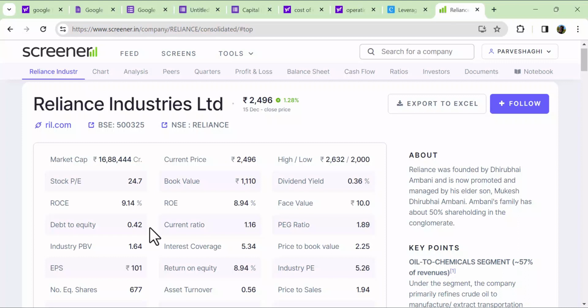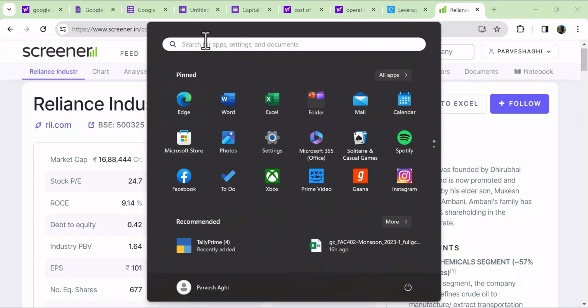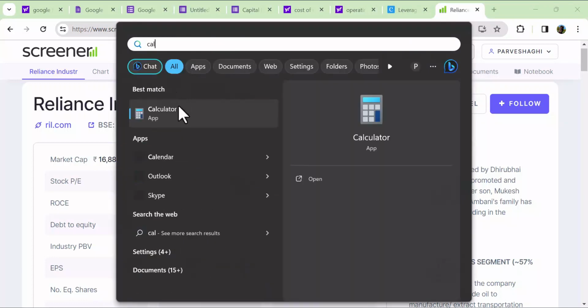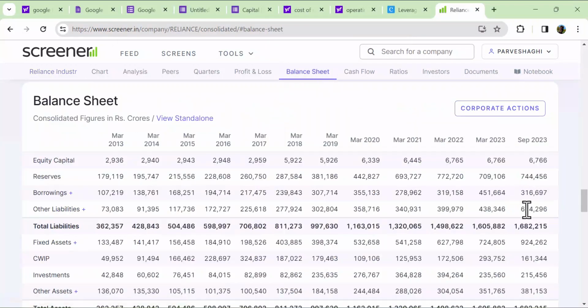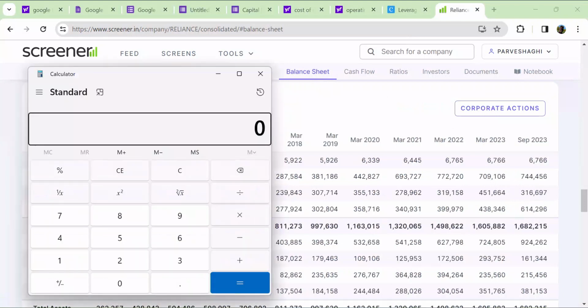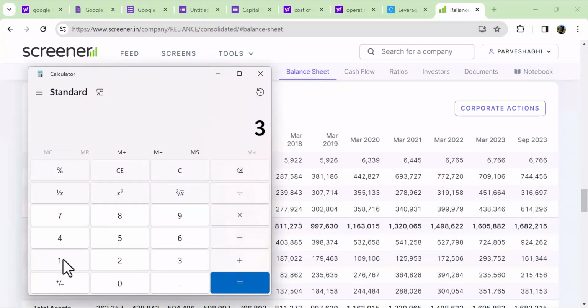It is debt to equity 0.42, where the arrow is. This one. So how do we calculate that? We can just use our calculator. Very simple. Just go to the balance sheet and look at debt. It is 3 lakh 16,697. 3 lakh 16,000. Oh, sorry.